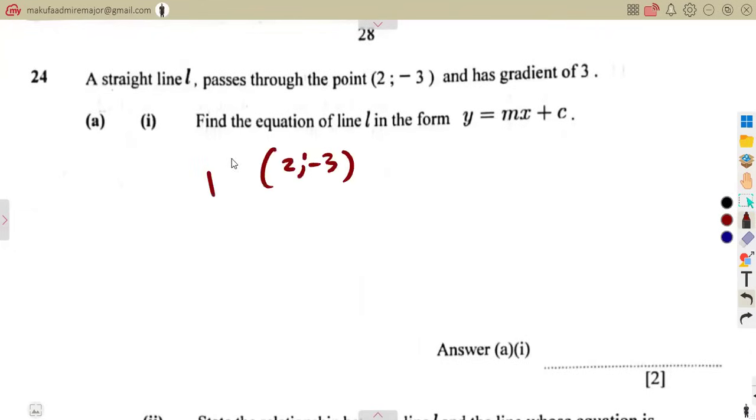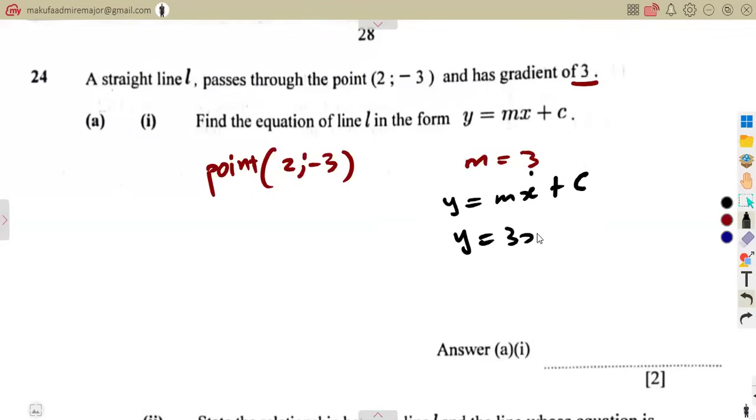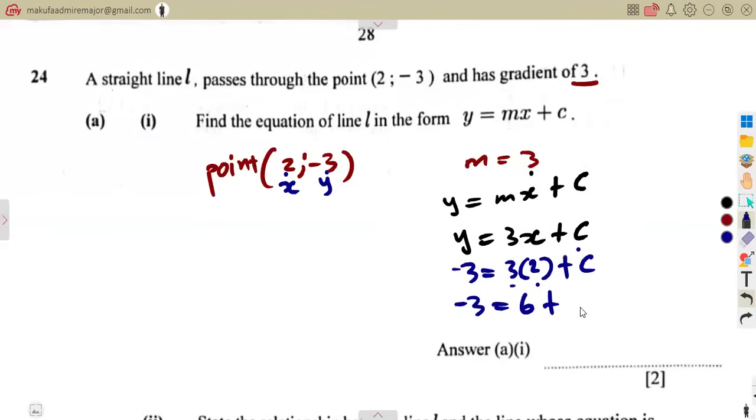So there we are given the point and the gradient. Here the gradient is 3, so m is the gradient. Find the equation in this format. Remember, the format is y equals mx plus c. M is the gradient, so we are already given 3, so that's 3x plus c. Find c by substituting the point. Remember, the point represents x, y, where y is minus 3 when x is 2. So minus 3 is equal to 3 times 2, which is 6, plus c.